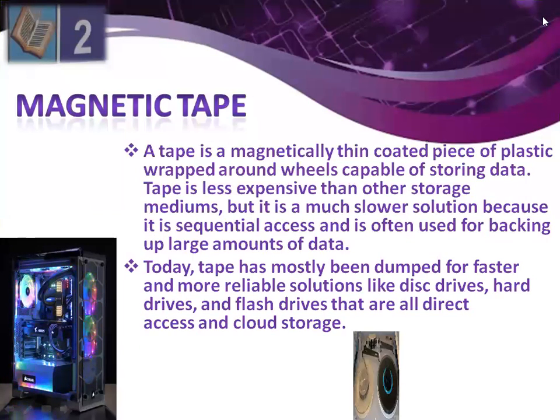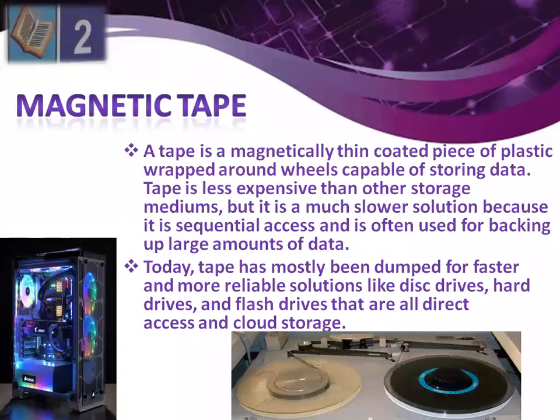So dear students, a tape is a magnetically thin coated piece of plastic wrapped around wheels, capable of storing data. Tape is less expensive than other storage media, but it is a much slower solution because it is sequential access, and is often used for backing up large amounts of data. Today, tape has mostly been dumped for faster and more reliable solutions like disk drives, hard drives, and flash drives that are all direct access, and cloud storage.